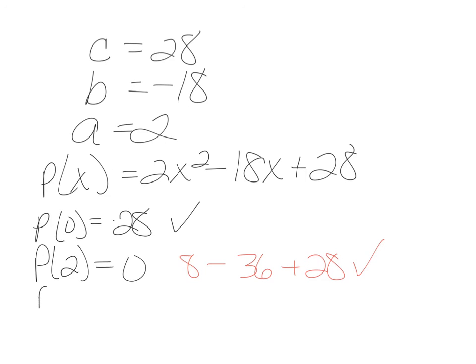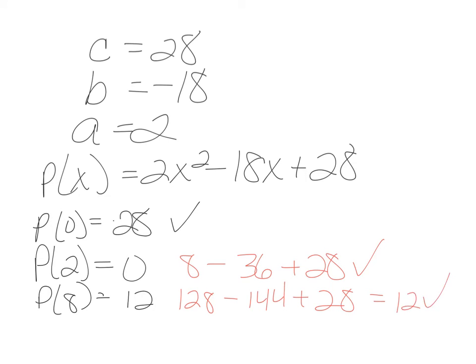And the last one I had was p of 8 equals 12. 8 squared is 64 times 2 is 128 minus 18 times 8. I don't know off the top of my head. 18 times 8 is 144 plus 28. Let's just double check that. Minus 144 plus 28 is in fact 12. Nice work. Okay, the next thing we need to do is the same problem using the remainder theorem.